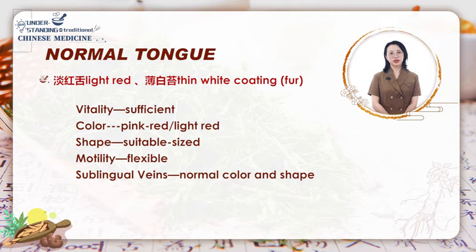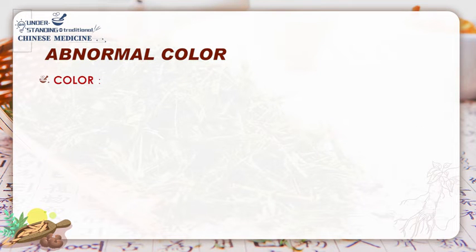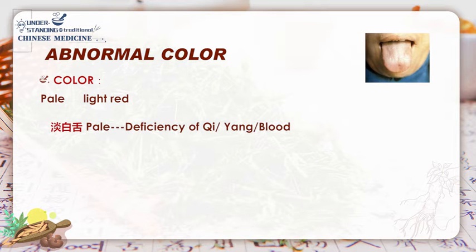On the contrary, what are the pathologic variations of the tongue? Mostly, it is judged by the color, shape, and motility. Let's talk about tongue color first. We take the normal color, light red, as the central point. The abnormal tongue colors can be divided into two directions. Turn left, hypofunction, like qi, blood, or yang deficiency.